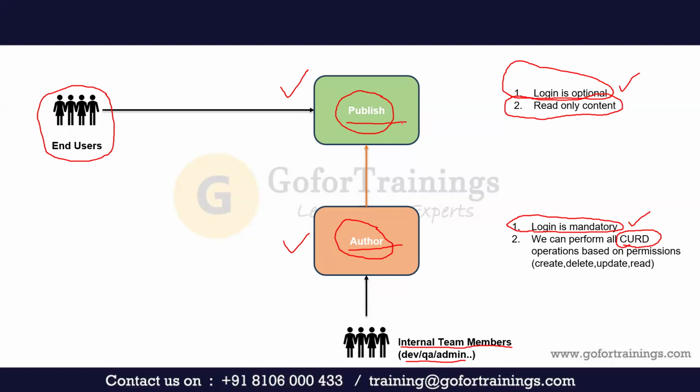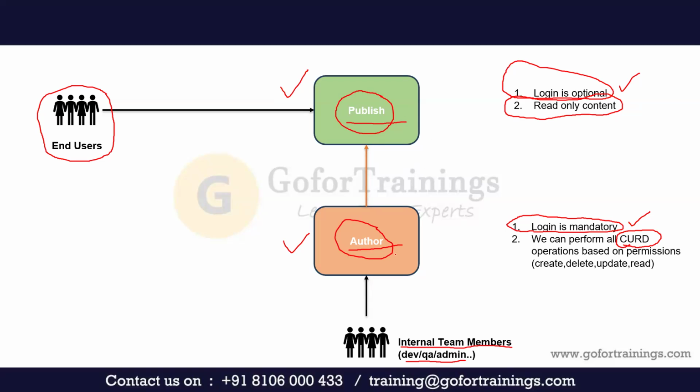For every environment, we must have author and publish servers. Even in a local environment, author and publish servers are required. For development purposes, you need both author and publish. But in the majority of cases we use the author server only. Sometimes we have to test our functionality in publish as well. That's why you must have an author server and a publish server in your local.